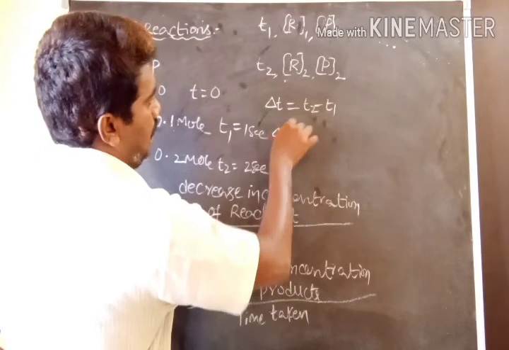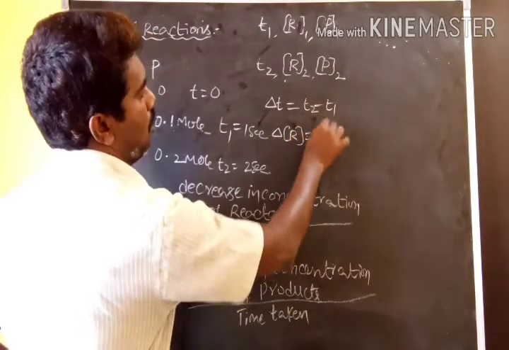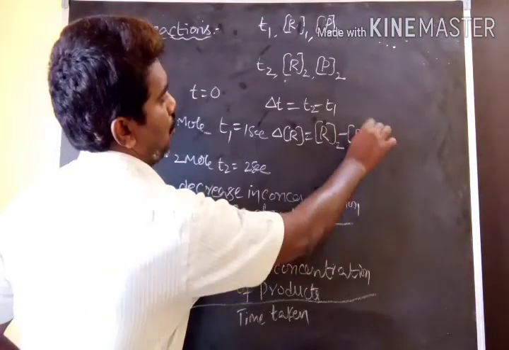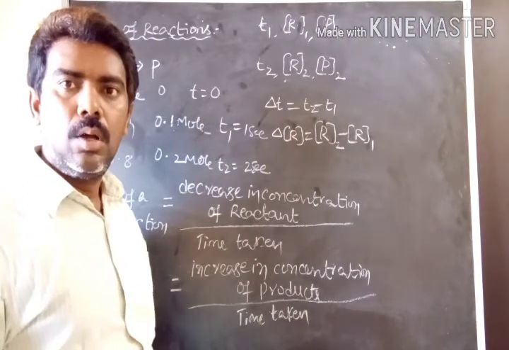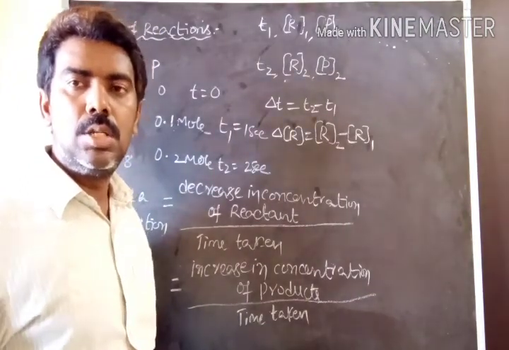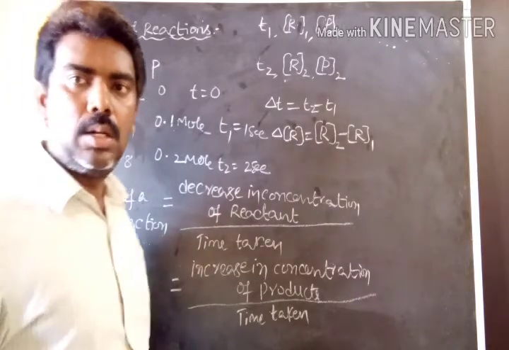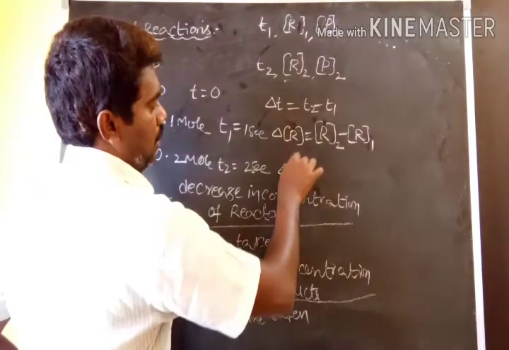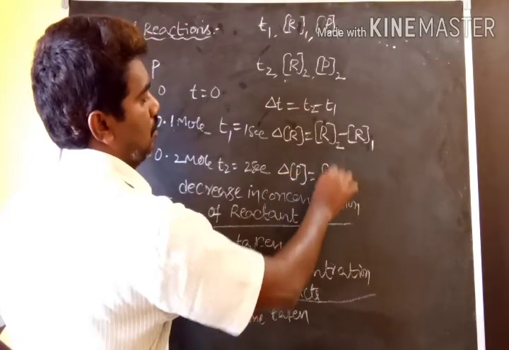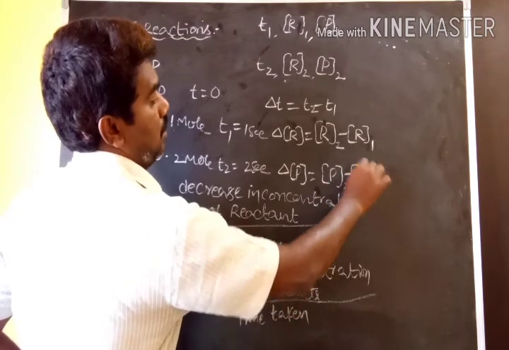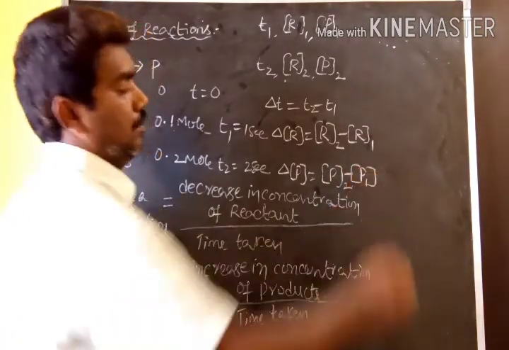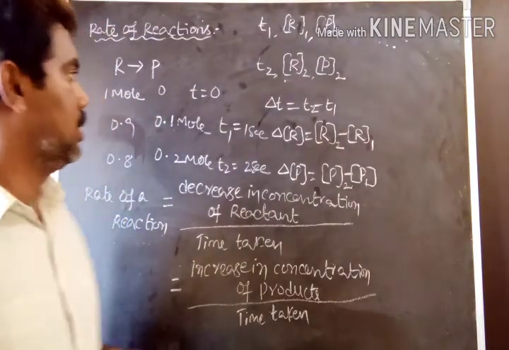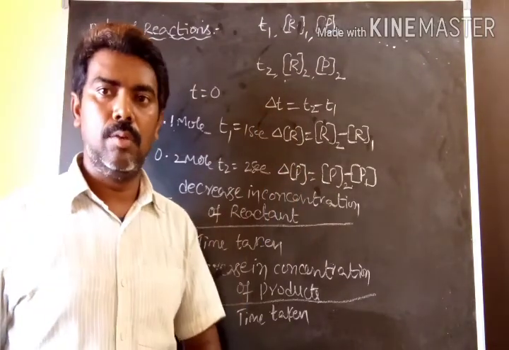In the same way, delta R is equal to square bracket of R2 minus square bracket of R1. R2 is the concentration of reactants at time T2, and R1 is the concentration of reactants at time T1. Next, delta P, square bracket of P, is equal to P2 minus P1. So these are the changes in the concentration of reactants, products, and then the time interval.